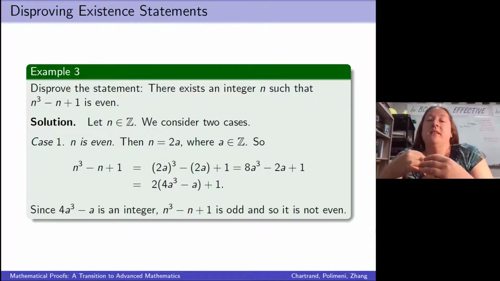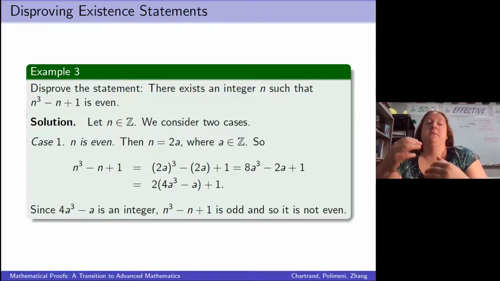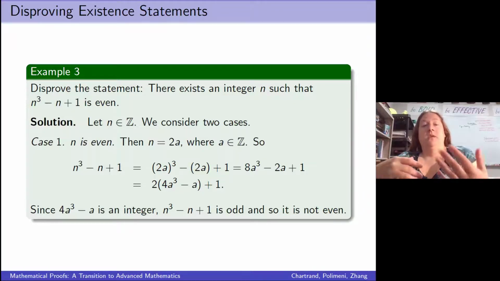Here's a final example. There exists an integer n such that n cubed minus n plus 1 is even. Well, the negation of this that I want to prove is for all integers n, n cubed minus n plus 1 is odd. Well, for all integers, remember when we had statements like that before, we liked to break it into a case of even and odd when we wanted to make some kind of statement about whether it was even and odd. And that's exactly what we're going to do. So integers can be either even or odd. So I'm going to first consider when n is even as case 1.